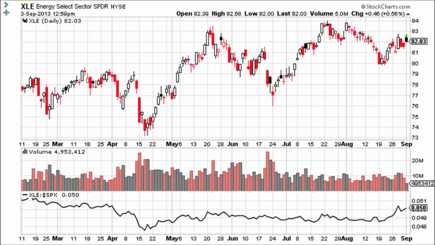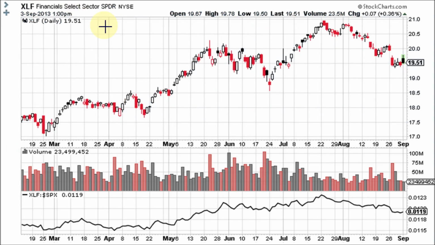Now for the XLF, or the financial sector. Okay, right here it outperformed the S&P 500 by a lot, and in this range it pretty much was right with it. But at this point right here, when it broke above all of this resistance, that was very bullish for the sector. It also formed a double top, not a head and shoulders like the S&P 500. Here's the first gap down and the drop with the first rally, the second gap down to new lows and the rally.